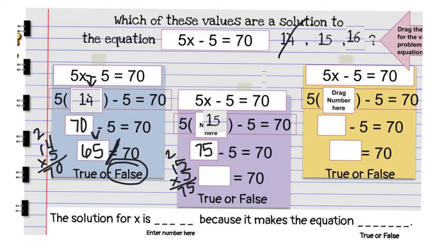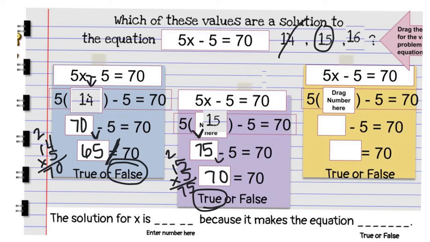So we put 75 here because that was 5 times 15. Then 75 minus 5 is 70. And that makes this true because 70 is equal to 70. So this one is true. So it could be 15. Let's see if there's another number that would work.